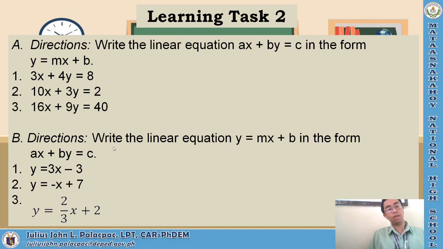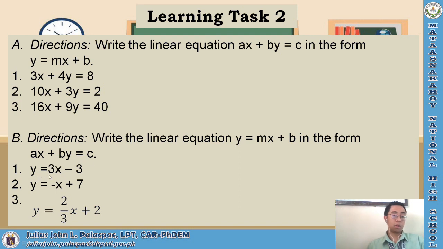Then here on letter B, write the linear equation y is equal to mx plus b in the form of ax plus by equals c. So in here, we will put the 3x on the left side, or the x value. If the x value is on the right side, we will put the x value on the left side, and then we will let the constant stay on the right side. If the value of the x value is negative, we will multiply both sides by a negative sign.